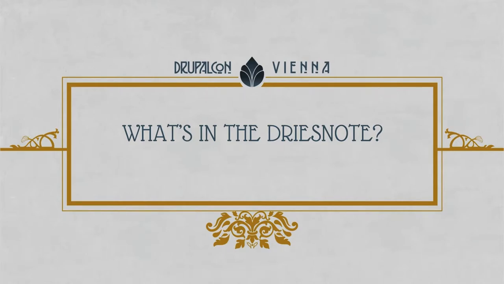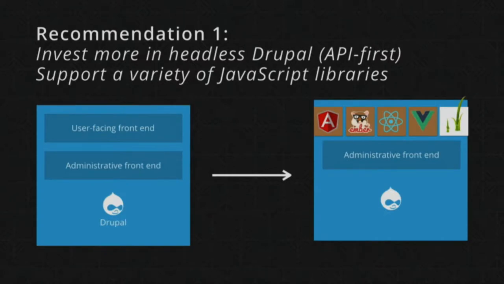So he was talking about getting companies to use or upgrade to Drupal 8, and about the difficulties. On that line of thought, he made a few recommendations. Here's one of the screenshots that I took from the Dries note. He was talking about making Drupal more flexible. So he recommended investing more time in the headless Drupal API-first approach. That comes from the year-over-year growth of headless CMSs at 500%.